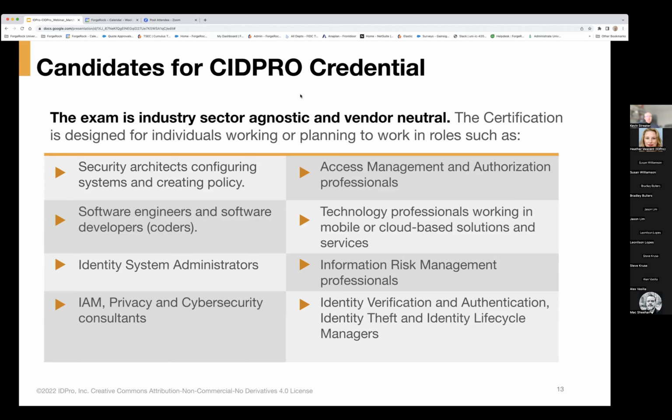So, as I said, the exam is industry and sector agnostic, and it's vendor neutral. So the certification is designed for people who are working in or planning to work in a whole range of roles. And here's some of the examples that we used when we were building the exam. Could be for security architects, software engineers, identity administrators, consultants, or deep technical professionals, or into things like risk management and identity verification. So a wide range of application of the CIDPRO credential. So hopefully you feel like you fit into one of these categories, or this is your aspiration, is to work in one of these roles. But here are the list of target candidates for the CIDPRO credential.